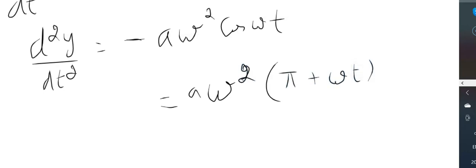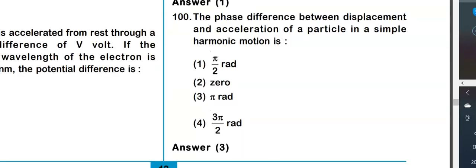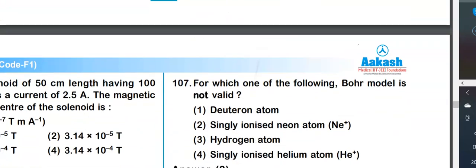That is, it will belong to the third quadrant. In the third quadrant, you know, sine is negative. So, a omega squared sine of pi plus omega t. So, when you compare the first equation and this equation, we can see that there is a phase difference of pi. So, option 3 is the correct answer. Pi radians is the correct answer.